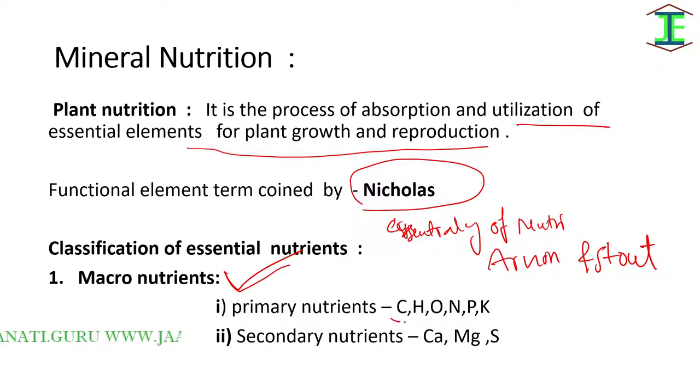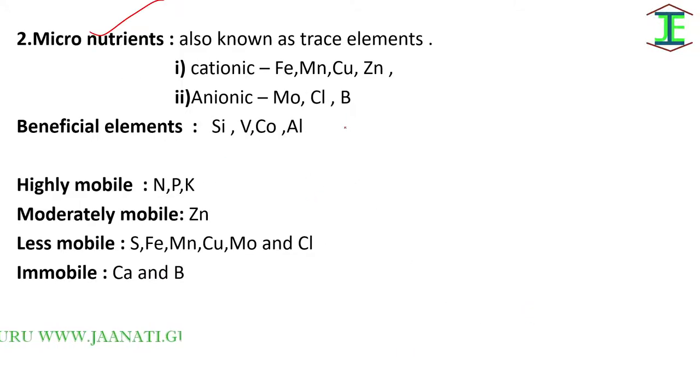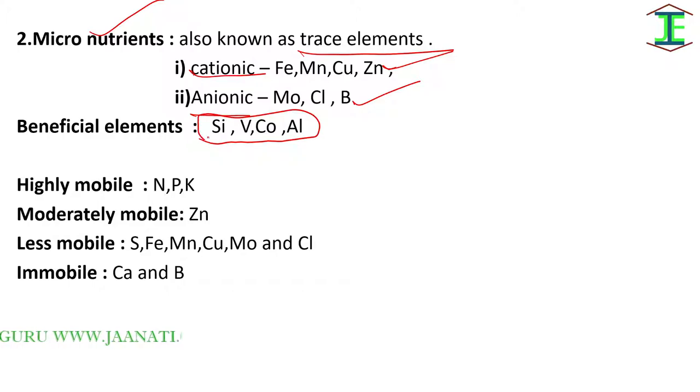Primary nutrients are carbon, hydrogen, oxygen, nitrogen, phosphorus, and potassium. Secondary nutrients are calcium, magnesium, and sulfur. Next, micronutrients, also known as trace elements. In the micronutrients, we have two types, cationic and anionic. Under cationic, ferrous, manganese, copper, and zinc come. And anionic are molybdenum, chlorine, and boron. Next, beneficial elements: silicon, vanadium, cobalt, and aluminum.